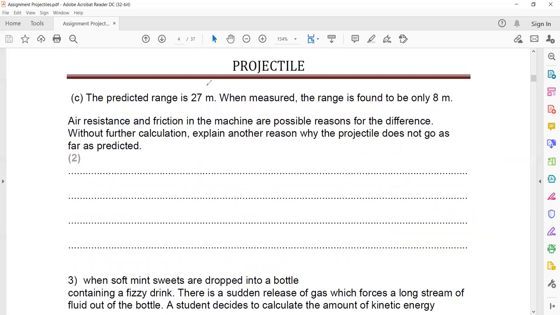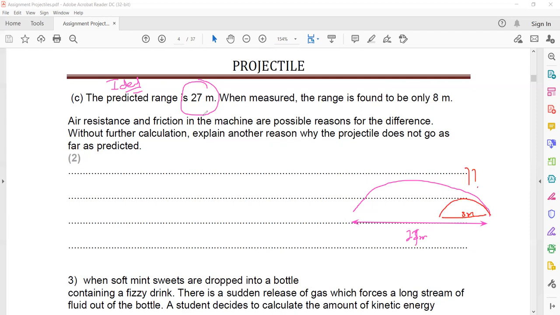The predicted range here means the ideal case. Ideally, when this projectile is launched, it should travel 27 meters. That is the ideal scenario when there is no air resistance, or the launching angle, because we have the maximum range when the angle is 45. If the angle varies, the range will also vary with the angle. And in practice, what happened when we launched it is that it only traveled 8 meters.